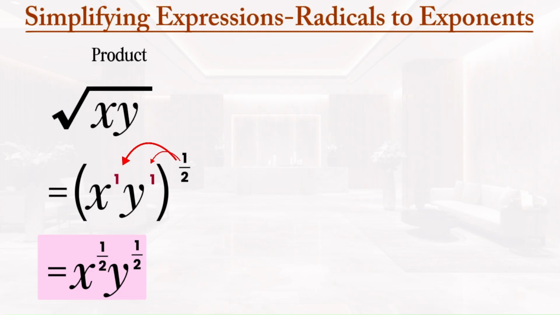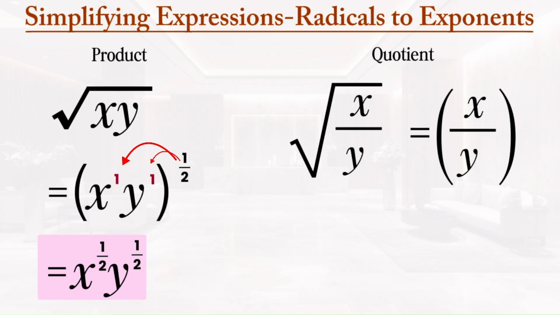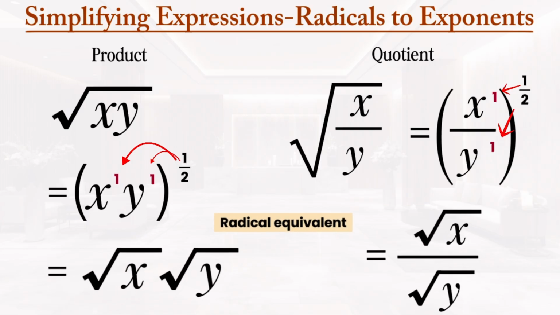Same thing applies to the quotient x over y. Place it in brackets, give it its own fractional exponent, and then share that fractional exponent by multiplying it with the exponent of x and y. That then gives us x to the power of 1 over 2 divided by y to the power of 1 over 2. If you notice, this shows you how a product or quotient under one radical sign can result in each variable having their own radical sign.